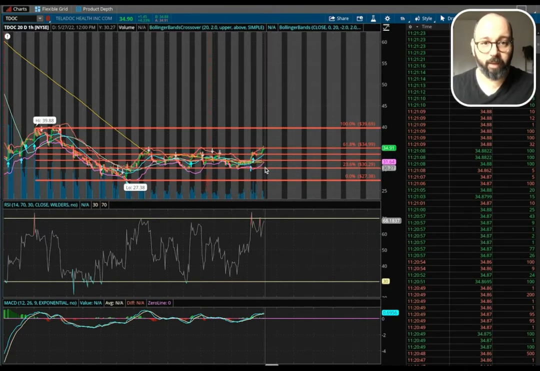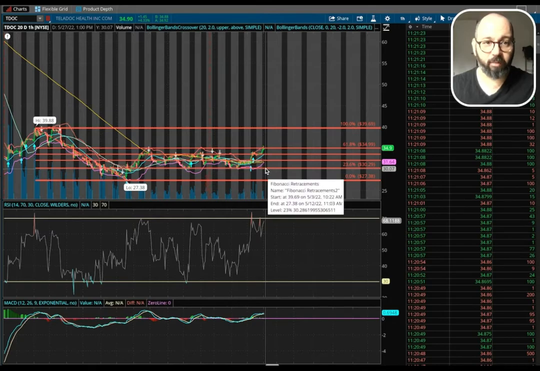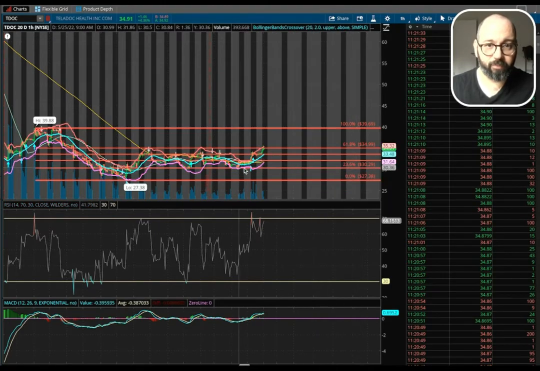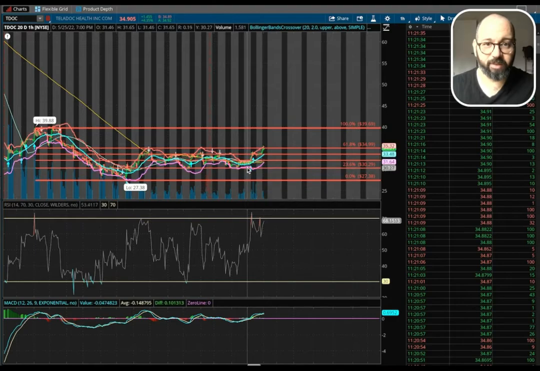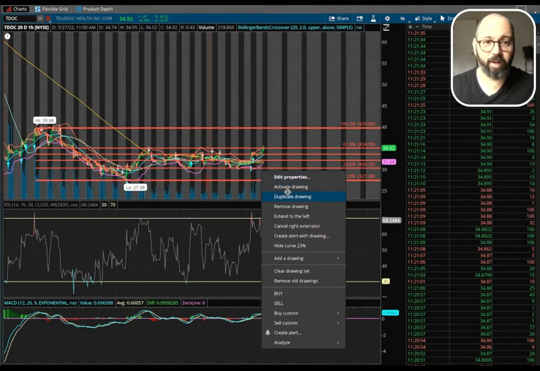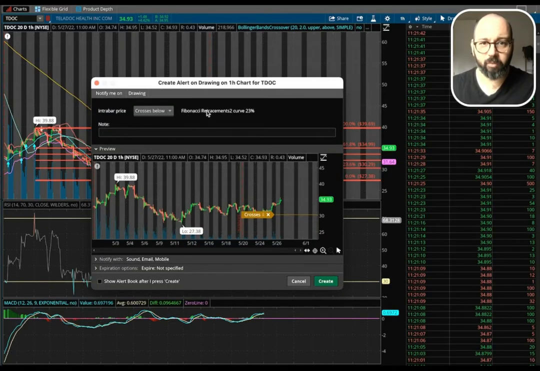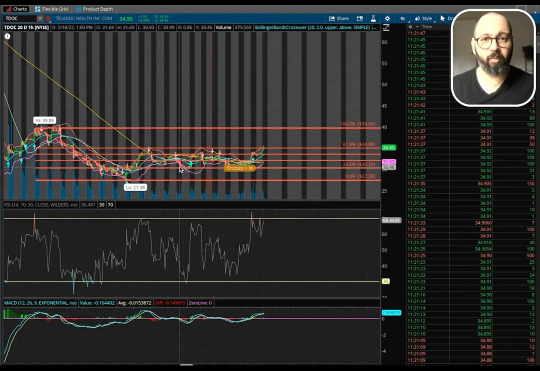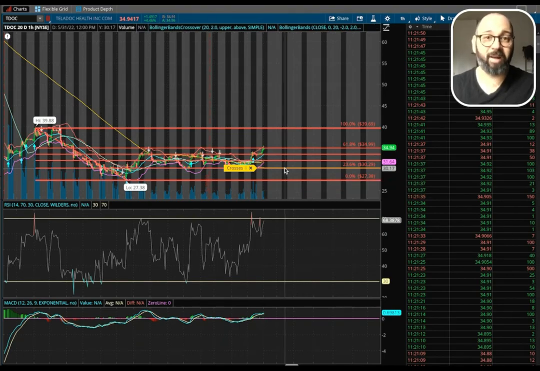Now, I can set an alert right here at $30 and whatever cents. It looks like $30.17 or so. I can click right here and I can hit create alert on drawing. And when it crosses below, you can see here now it's going to notify me. The problem with this is that it has to cross below this price, and it might not, right?